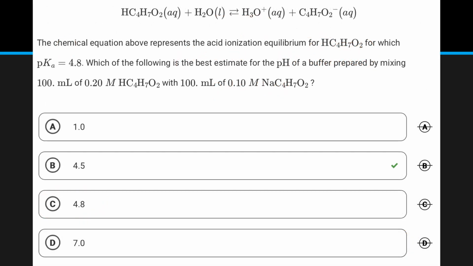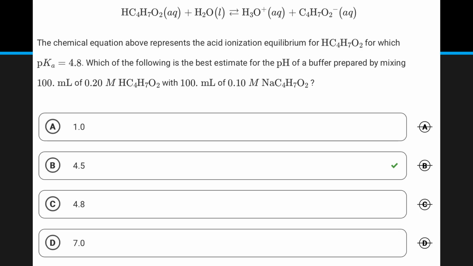All right, the chemical equation above represents the acid ionization equilibrium for butanoic acid, which has a pKa of 4.8. Which of the following is the best estimate for the pH of a buffer prepared by mixing 100 milliliters of 0.2 molar butanoic acid with 100 milliliters of 0.1 molar sodium butanoate? So looking at our relationship between the concentration of weak acid with conjugate base, that's going to tell us the relationship between that and the pKa.